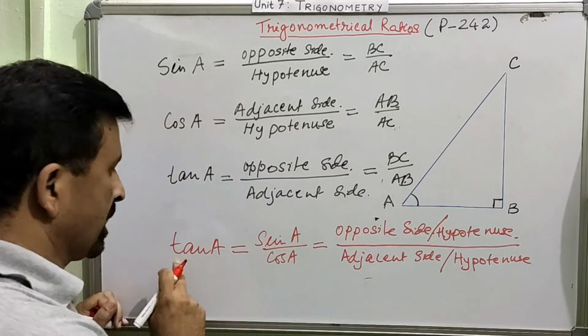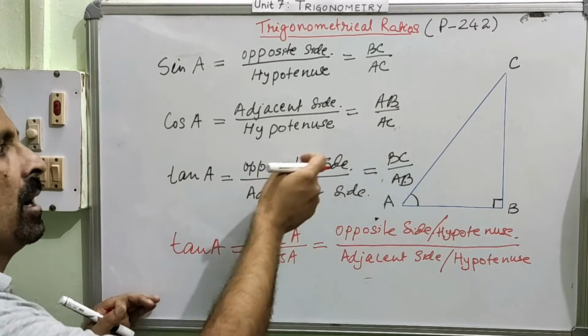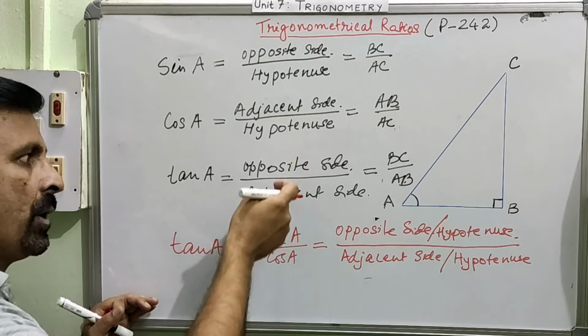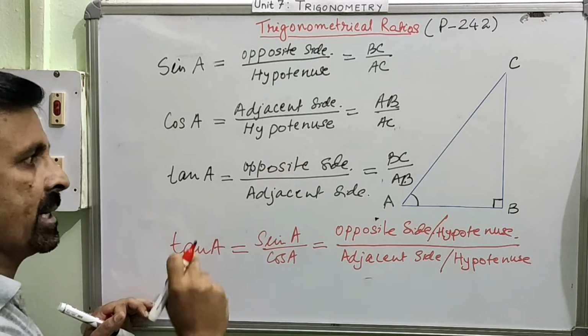Okay, so actually tan A is the ratio of opposite side over adjacent side. How did we get this? I am trying to explain how the ratio of tan A is opposite side over adjacent side.